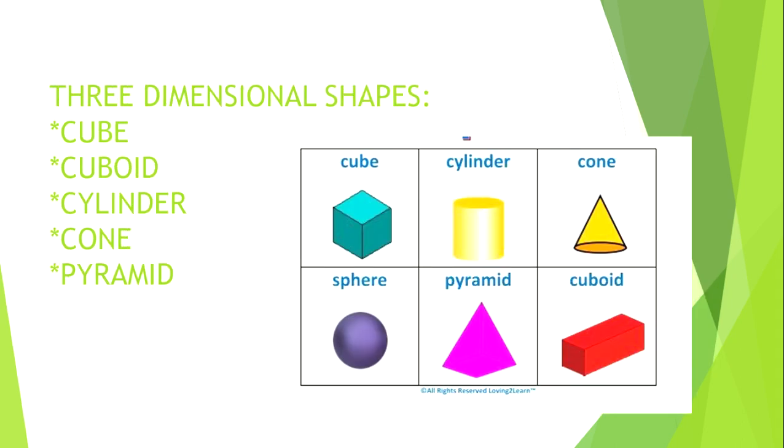Now the next thing we have to study is three-dimensional shapes. Three-dimensional shapes means the shapes in which three dimensions are there: length, breadth and height. Here are some three-dimensional shapes: cube, cuboid, cylinder, cone and pyramid. In case of many three-dimensional shapes, we can distinctly identify their faces, edges and vertices.